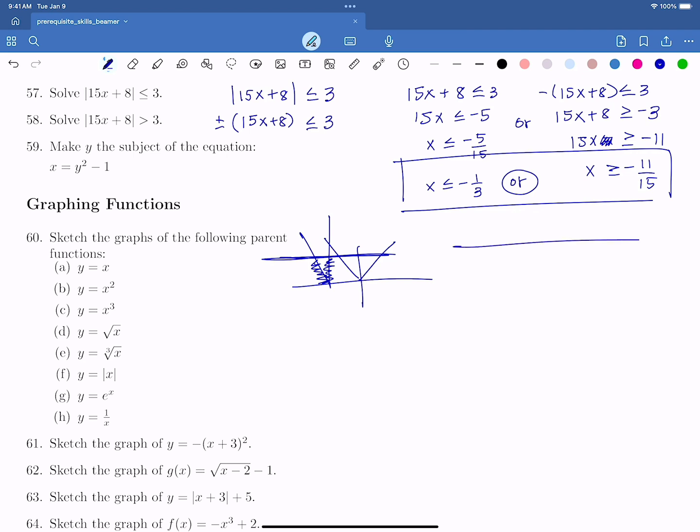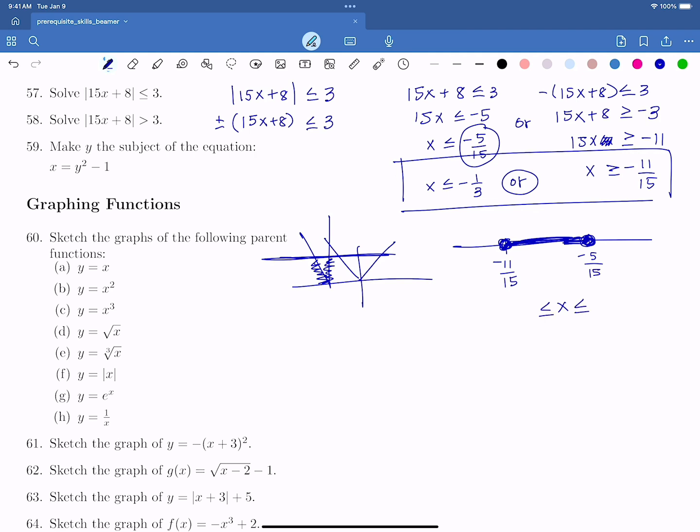So if we think about a number line, this is the same as negative 5 over 15. So negative 11 over 15 would be more out towards here. So we want x to be less than or equal to the negative 1/3, and greater than or equal to the negative 11 over 15. So our solution is in between.